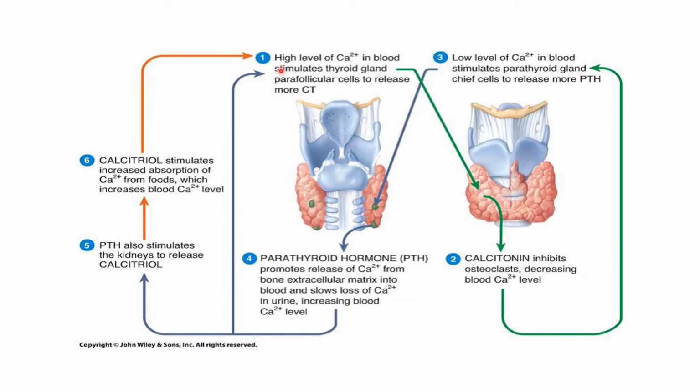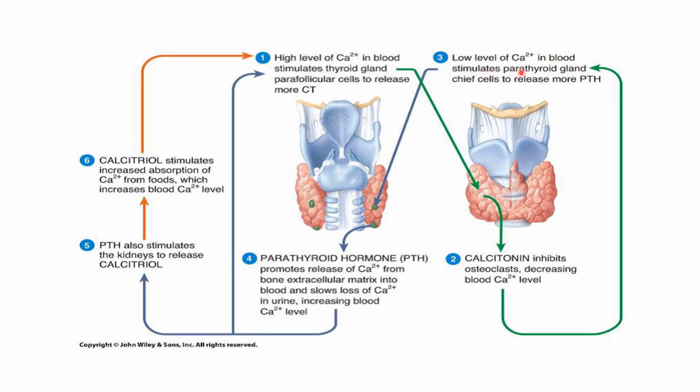Okay, this is the control of the secretion of calcium through this picture. Now we are going to see, first, in the first point, a high level of calcium ion in the blood stimulates the parafollicular cells of the thyroid gland to secrete calcitonin. Okay, the calcitonin is now secreted, and it inhibits the osteoclasts and decreases the blood calcium level.